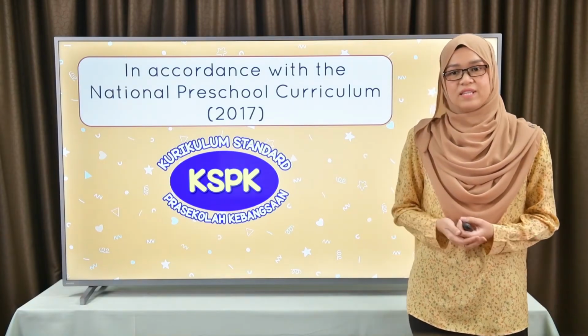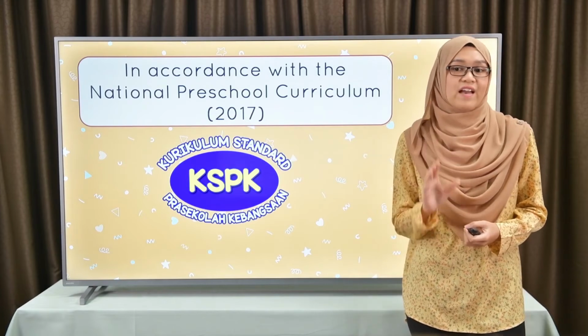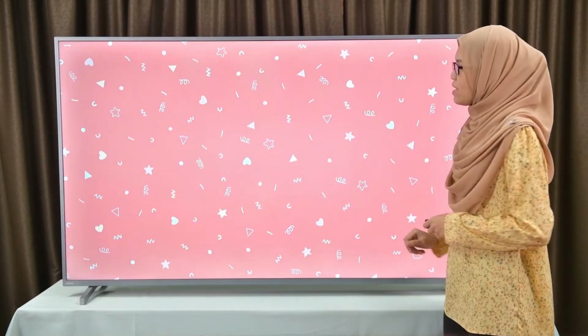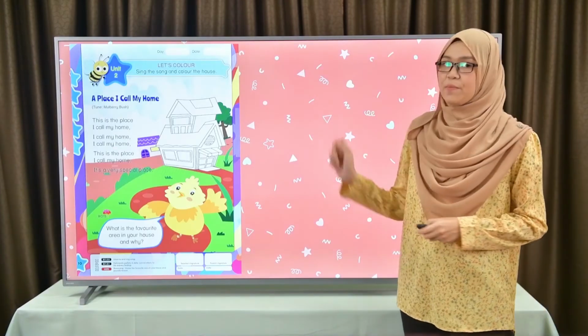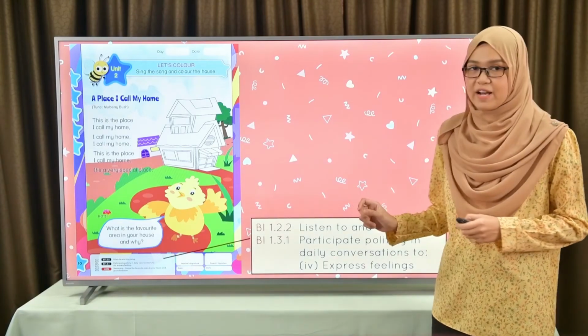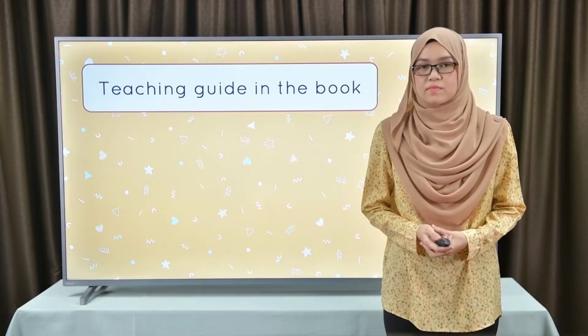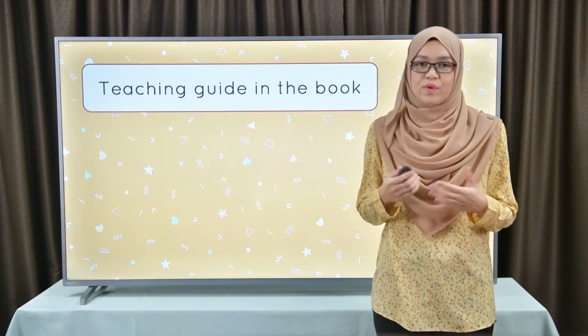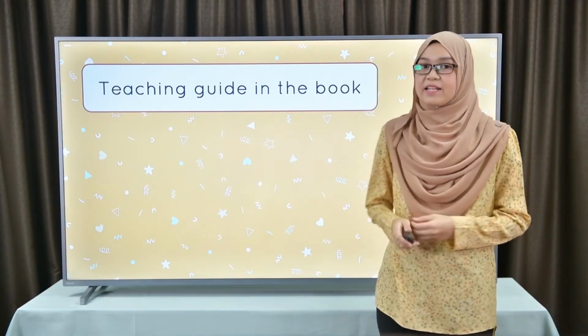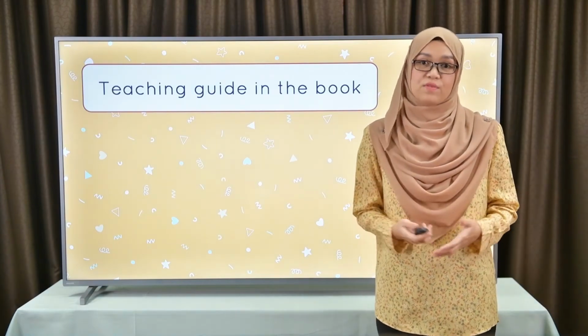For all the activities, the specific learning standard can be found on the footer of every page. As you can see here on this page example, on the footnote of this page, you can find the learning standard that we would like the children to achieve. In our books, we have included a teaching guide at the beginning of the book for the teacher to use as a reference.